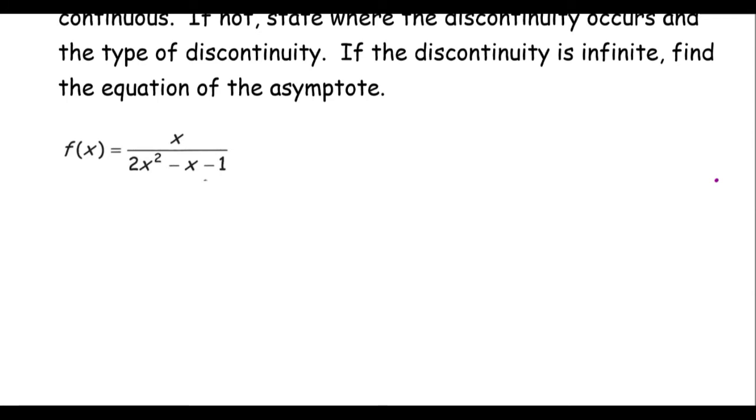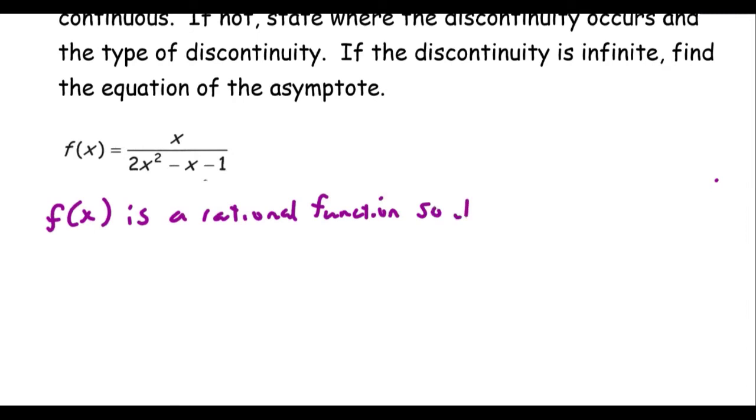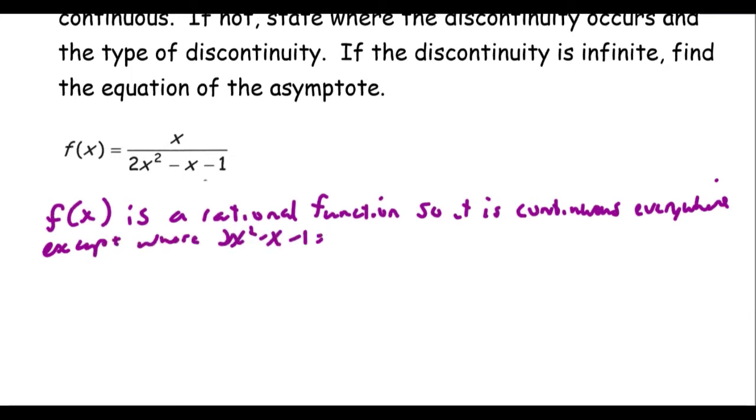Okay, so rational functions. This is a rational function, so we know a rational function is continuous everywhere except where the denominator equals 0. So I know f of x is a rational function. It is continuous everywhere except where 2x squared minus x minus 1 equals 0. All right, so let's figure out where that is.